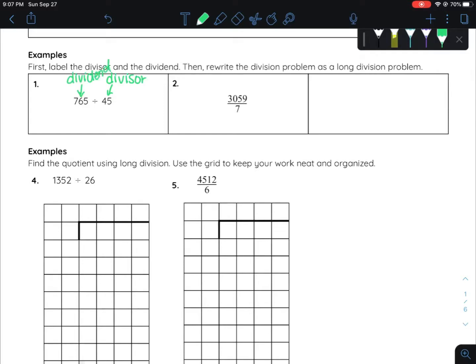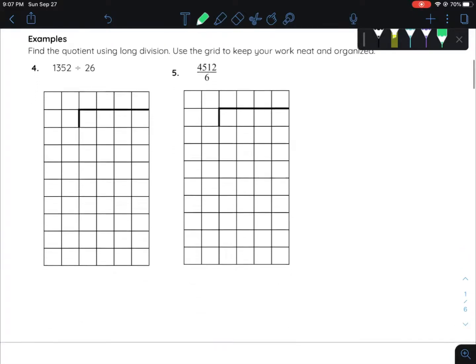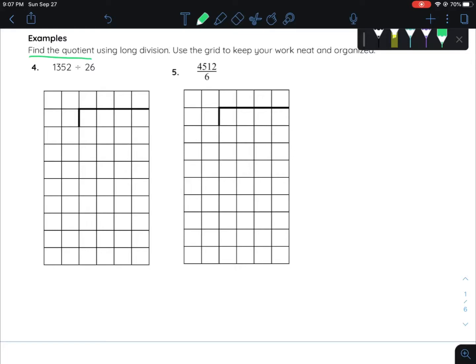Why does that matter? Well, if you're trying to write it as long division, you want to make sure that the divisor always goes on the outside. So, like this for this one. So the divisor is either the bottom of the fraction or the second number in the division problem. Okay? All right, for these we want to actually find the quotient, which means to divide.